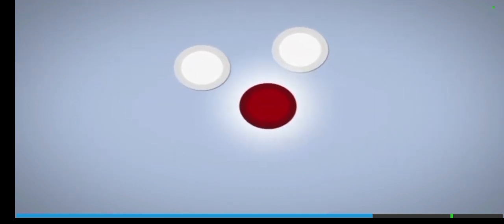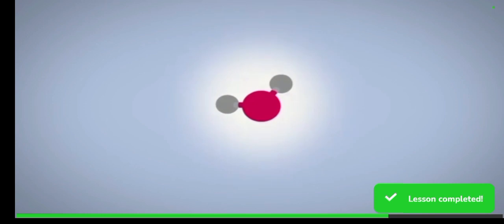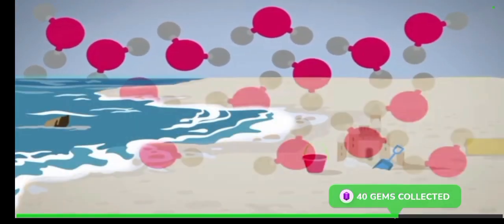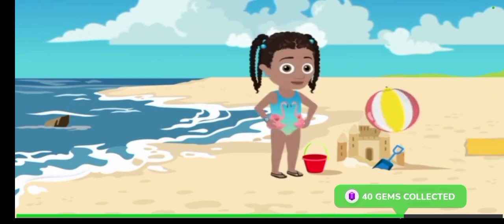If these two atoms combine with this one, they make up a new particle, a molecule. This one here is a water molecule. And molecules can come together to build even bigger things, like the ocean, the beach, or you.